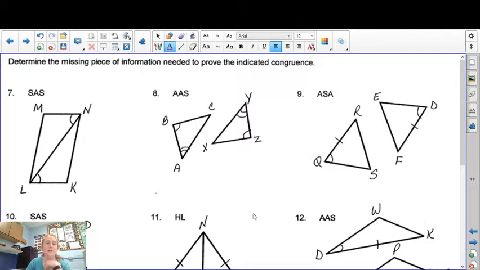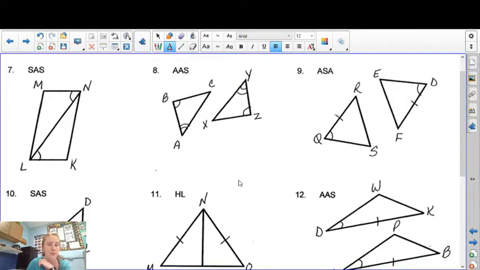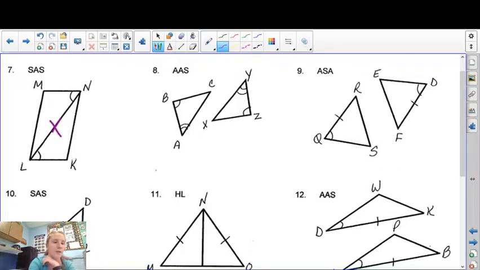Okay, determine any missing information that you need to prove the indicated congruence. So number 7, I need side angle side. Well, I already have the given piece. Come on, go back to my pen. Here, so he's already given to me technically. He's a freebie. So I need this side and this side. So I need MN congruent to KL.